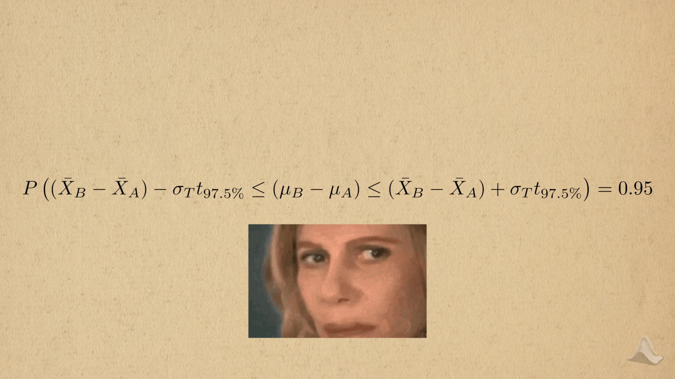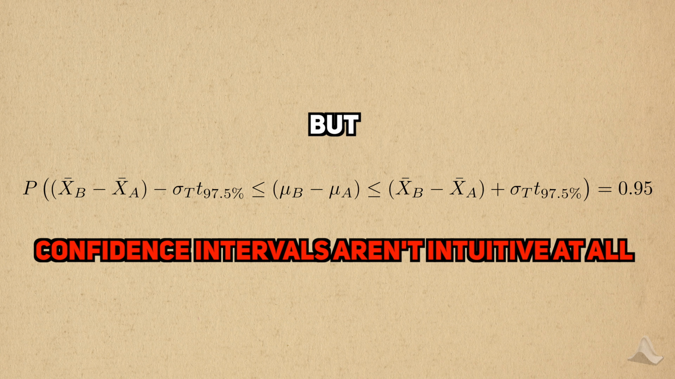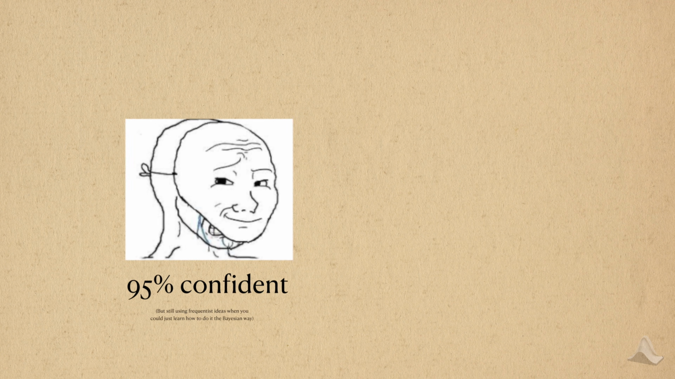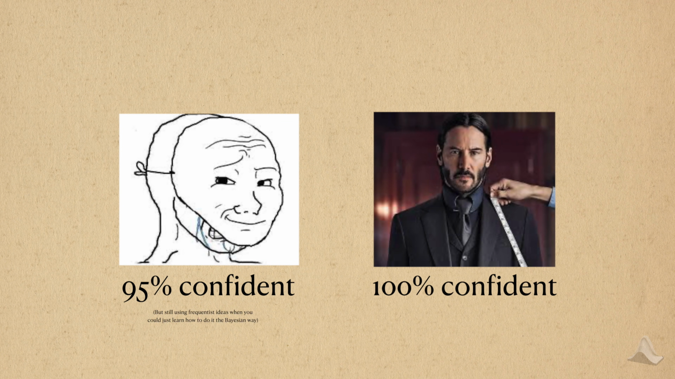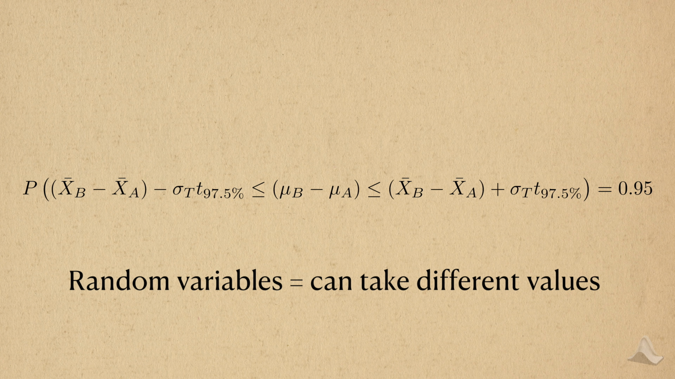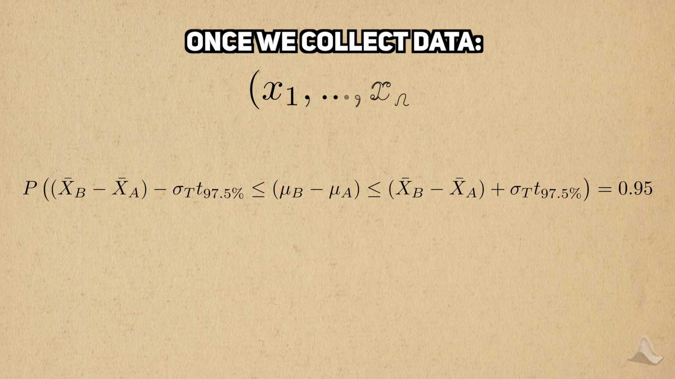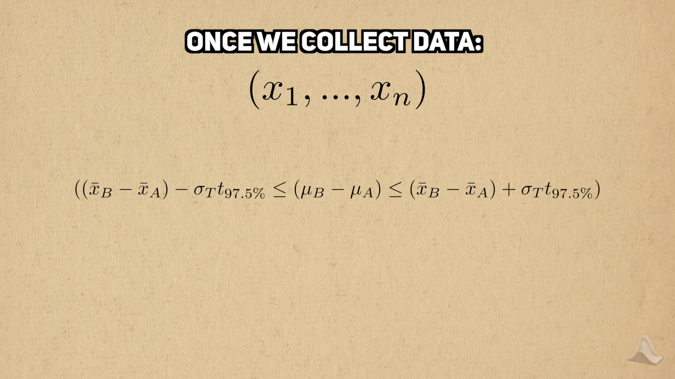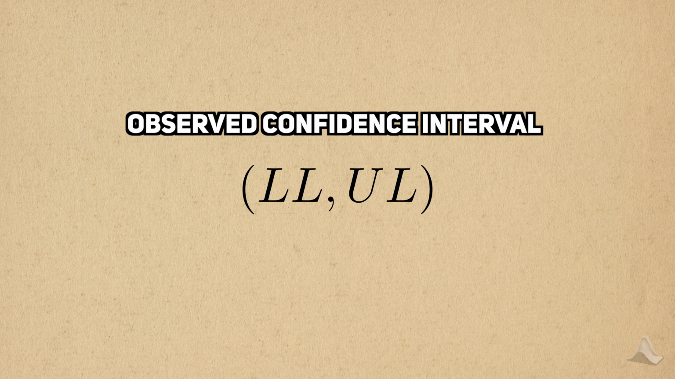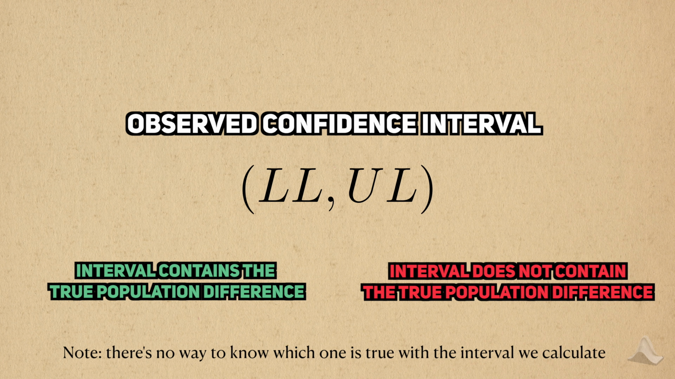Instead of totally not knowing, we can use data to construct a range of possible values. But confidence intervals aren't intuitive tools. Confidence in a statistical sense doesn't have the same meaning it does in everyday conversation. Since the ends of the confidence interval are random variables, it means that the endpoints can change depending on the data we collect. Once we actually collect data and calculate a test statistic and a confidence interval, only two things can happen. Either this calculated interval contains the true population difference, or it doesn't. There's no way of knowing if the one we got actually contains the population difference.